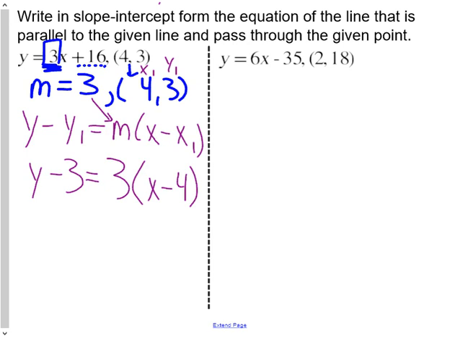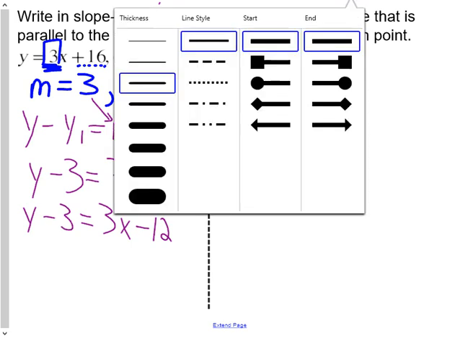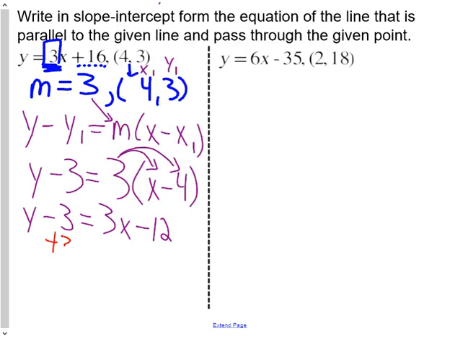Now I just want to solve for y equals, so I'm going to move everything over after we distribute here. 3 times x is 3x. 3 times minus 4 is minus 12. And that equals y minus 3. So our last step is going to be to move the minus 3 over by doing the opposite or inverse operation. So we're going to add 3 to both sides, and we will get y equals 3x minus 9.